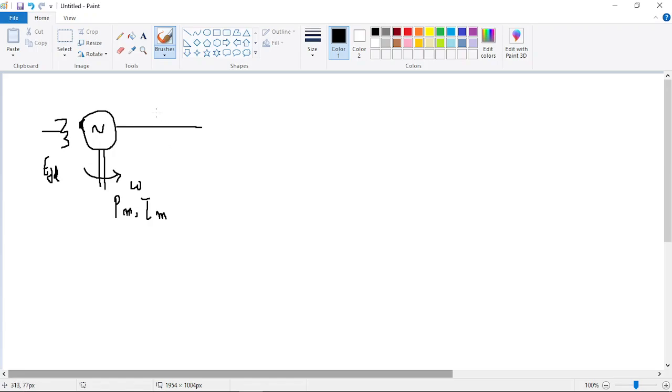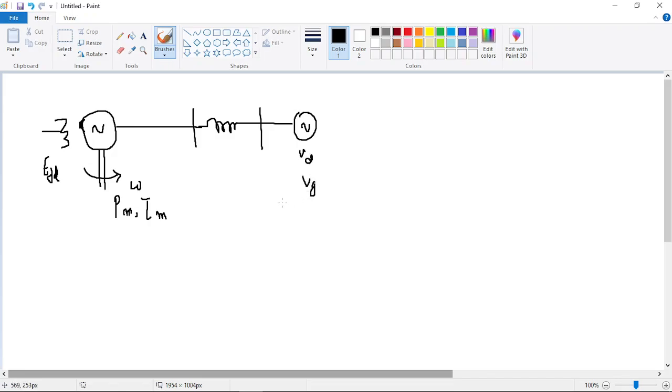and the three-phase power generated by the alternator will be fed to the grid, maybe by some transmission line, or directly connected to the grid. This is the infinite grid. Okay, this is our grid. I'd say V infinity, or simply V zero here.